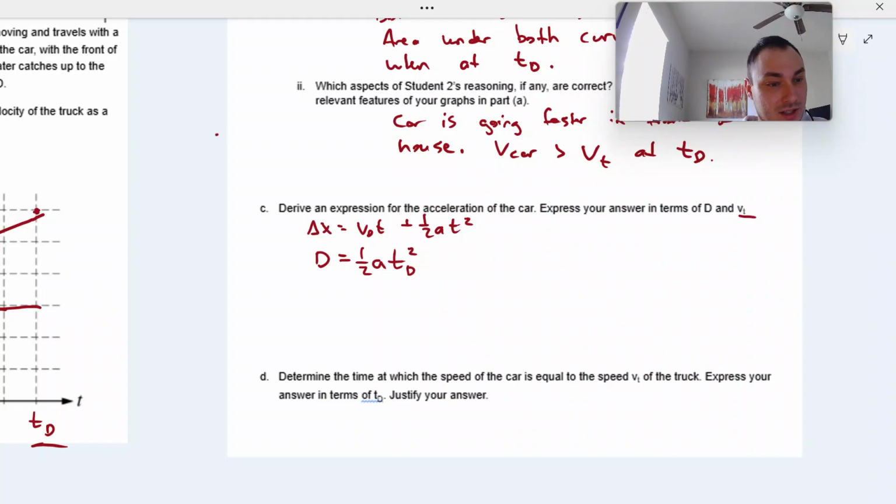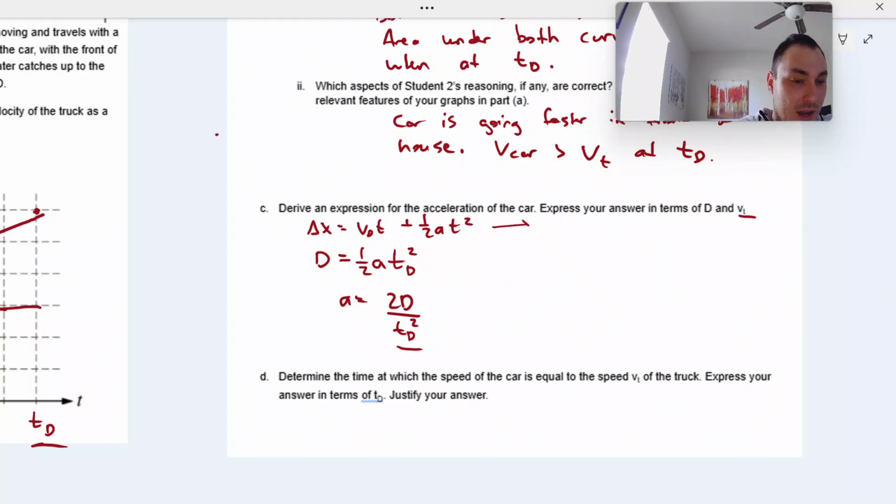Let's substitute in td. And let's solve for a. A is equal to 2d over td squared. Now, this is not the answer, because we're not asked to solve in terms of td. We're asked to solve in terms of vt. So let's look at the truck.